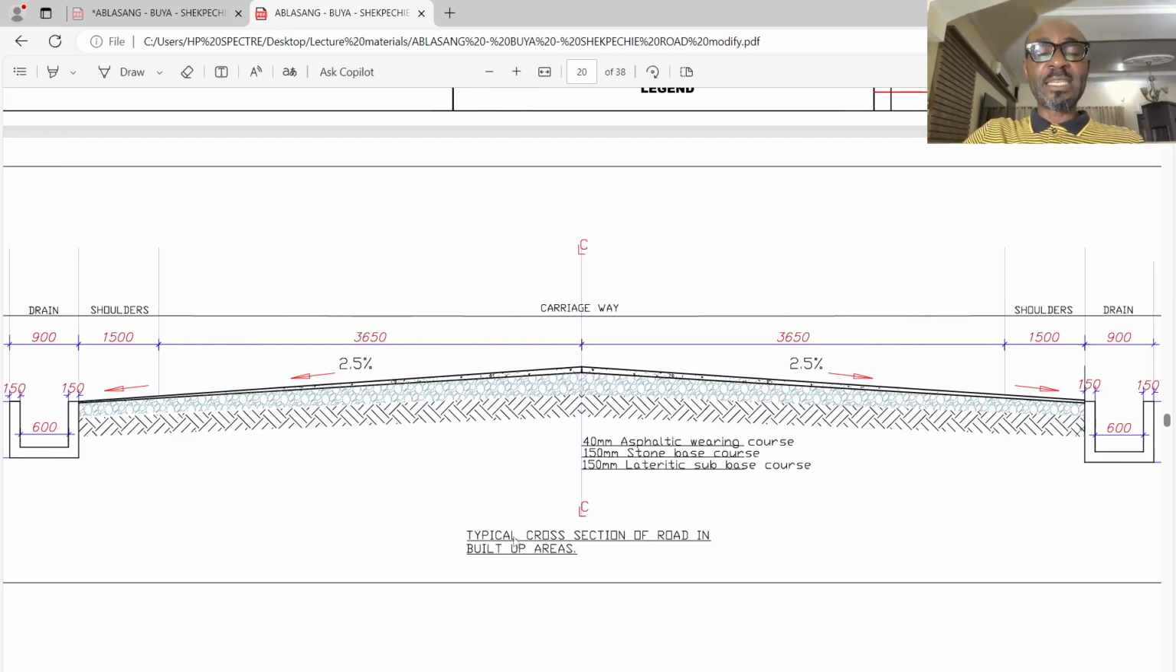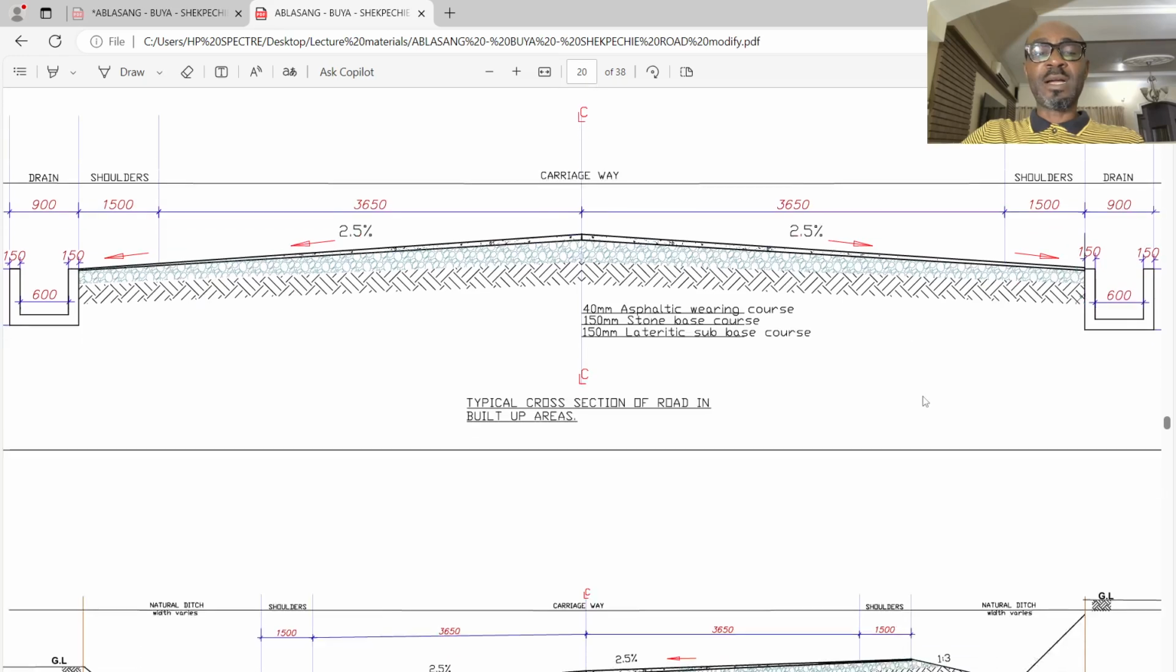He said this is a typical cross section of a road in built up areas, meaning if there are towns along the road, when you get to those towns or communities, you need to provide drains on both sides. A concrete U drain on both sides, and the road will camber from the center on both sides, running towards both directions, and it's graded at 2.5%.